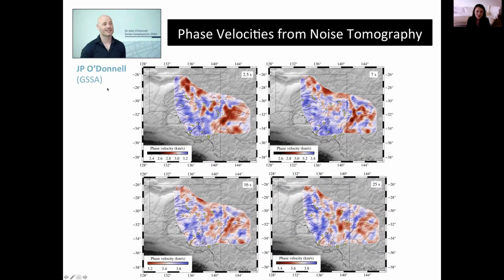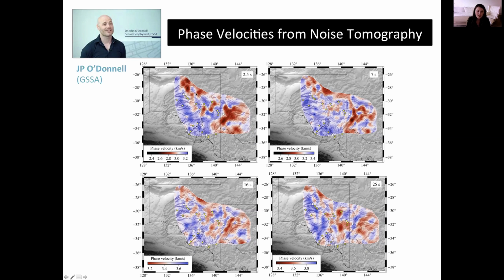Meanwhile, JP O'Donnell at the Geological Survey of South Australia has been using the combined Lake Eyre and AusArray SA datasets to look at Rayleigh wave phase velocities using ambient noise. He's been able to recover phase velocities for periods of 2.5 seconds down to 25 seconds. And you can kind of equate, rule of thumb, the period to the depth. So 2.5 seconds would be 2.5 kilometers. He's hoping to be able to add earthquake data to this to extend down to periods of 120 seconds.